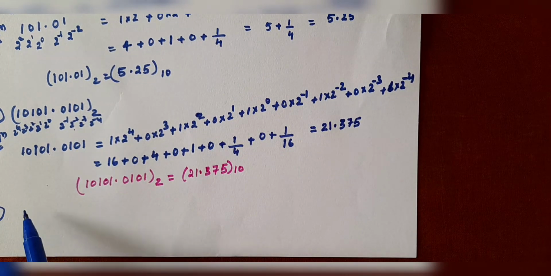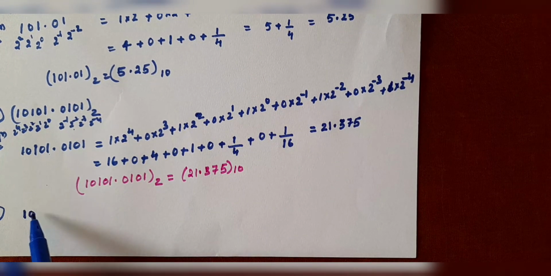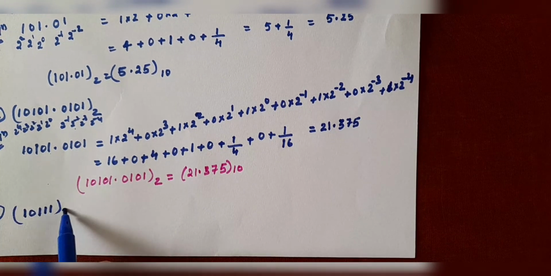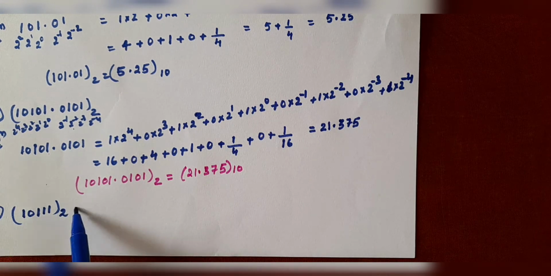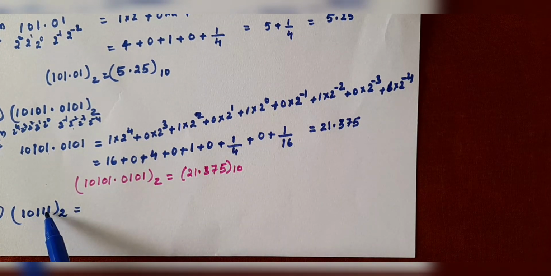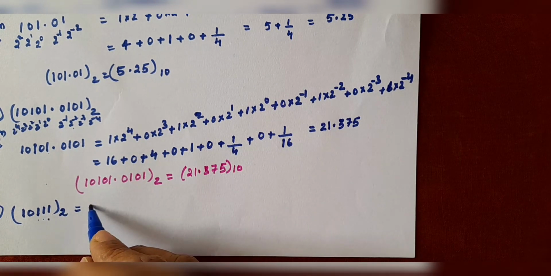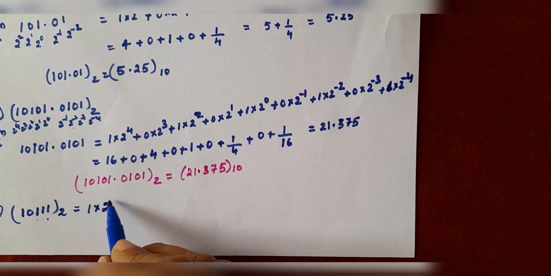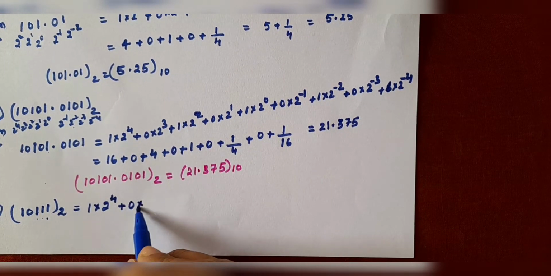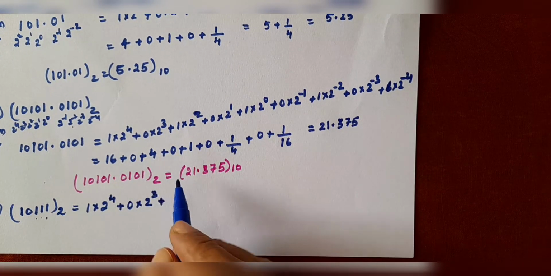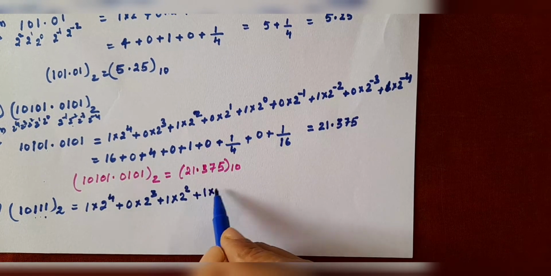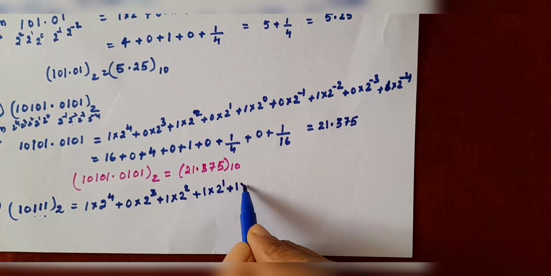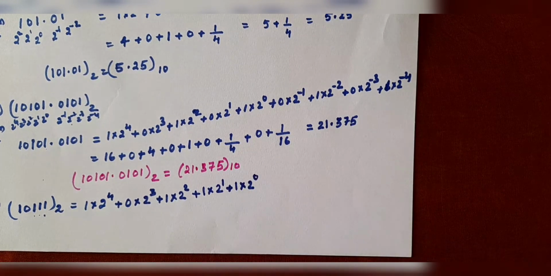Here there is no fractional part given, only the integer part 10111 base 2 is given. Convert this number to decimal. So, what will you do? 2 to the power 0, 2 to the power 1, 2, 3 and 4. So, 1 is multiplied by 2 to the power of 4 plus 0 into 2 to the power of 3 plus 1 into 2 to the power of 2 plus 1 into 2 to the power of 1 plus 1 into 2 to the power of 0.